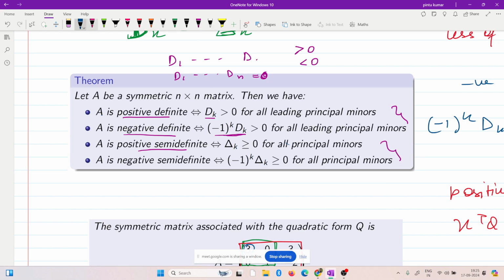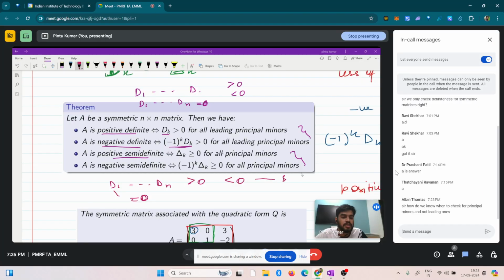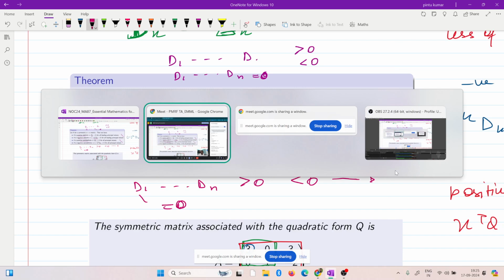Okay. I'll just reiterate. If all D1 to Dn are either greater than 0 or less than 0, then you need not check all principal minors. Then you can just infer based on this whether it is positive definite, negative definite, or indefinite. If any of them turns out to be 0, then you should check all principal minors. Am I clear? Okay, thanks.